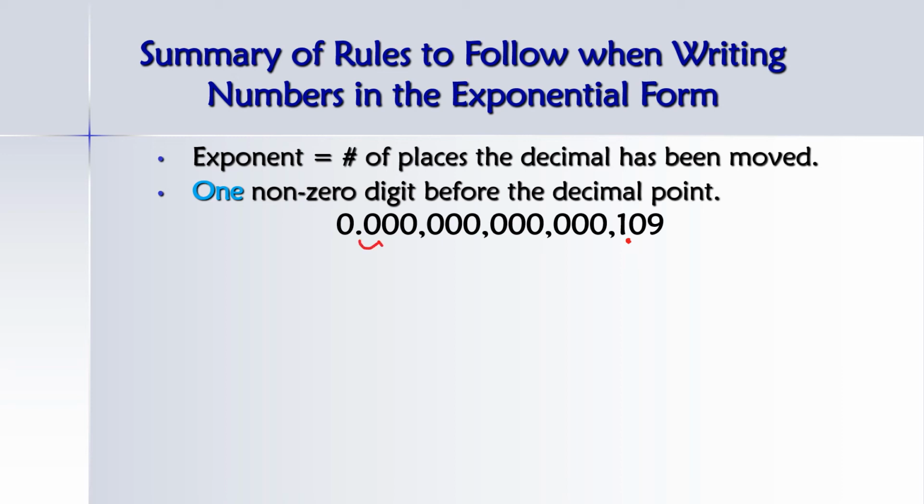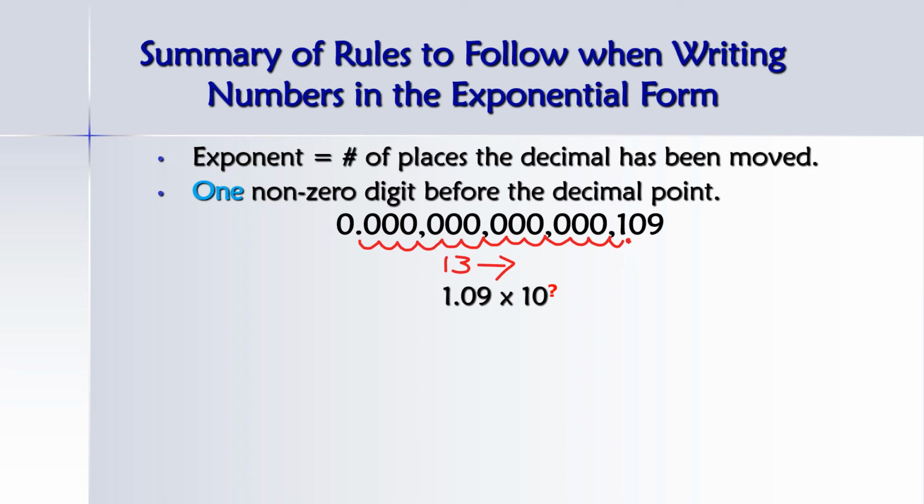That would be 1, 2, 3, 4, 5, 6, 7, 8, 9, 10, 11, 12, 13. So we are moving our decimal 13 times to the right. Once again, now we know that our number is 1.09, but we have to figure out the power of 10.